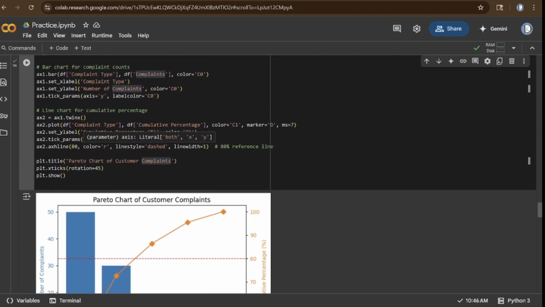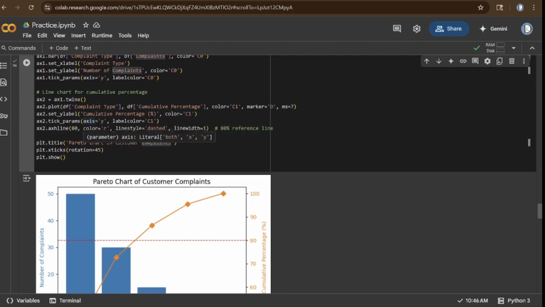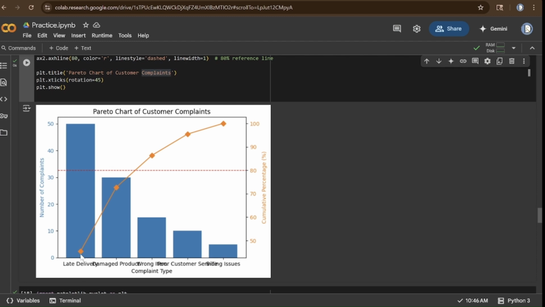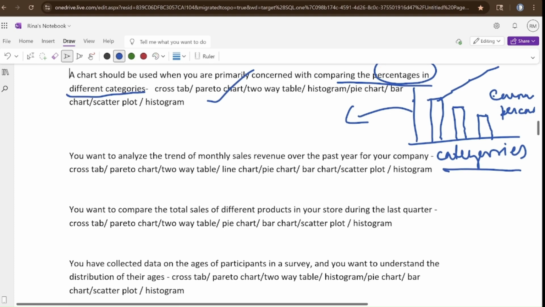And for Pareto chart, I told you that there is no function directly. You have to use bar chart, and then you have to plot this line. So see, this is for late delivery, for damaged product, different types, and you can see that they are in descending order, and after that the cumulative is also calculated. So you can compare the cumulative percentages, you can compare the percentages of different categories. Clear? Now you understand why Pareto chart is most suitable.